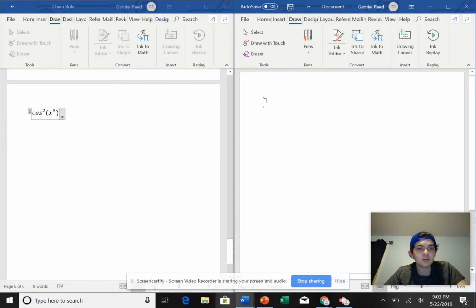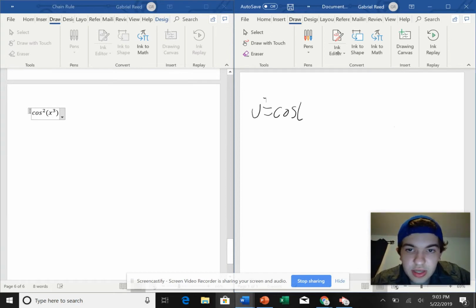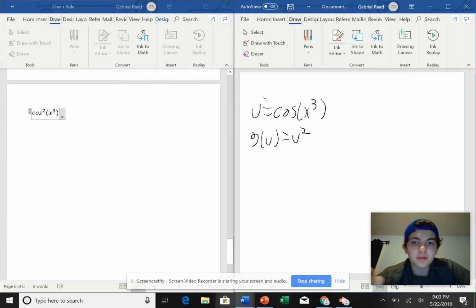Okay, so we have cosine squared of x to the third. So we need to figure out what inner function we need to make this look simple. So for this one, we can't just use x to the third, because that would just have us have a cosine squared of u, and we can't just find the derivative of that. So I'm going to say that our u value equals cosine of x to the third. And then our outer function, g of u, will be u squared, because cosine of x to the third times itself will be cosine squared of x to the third.